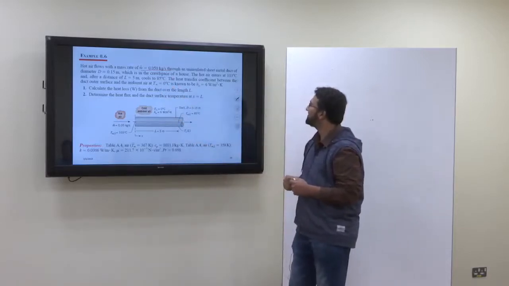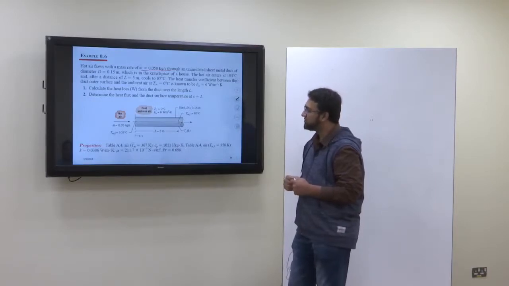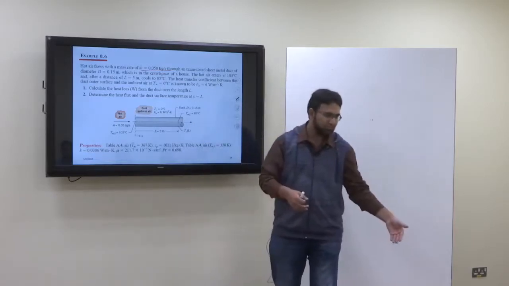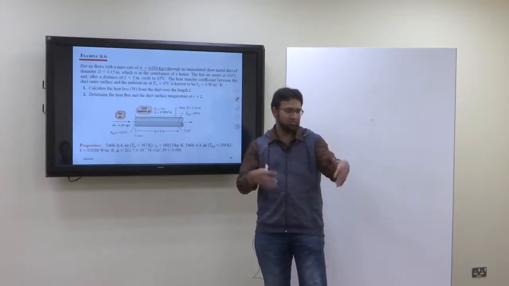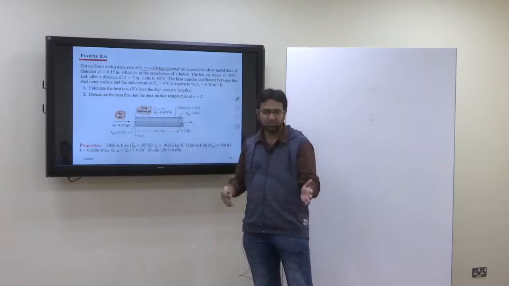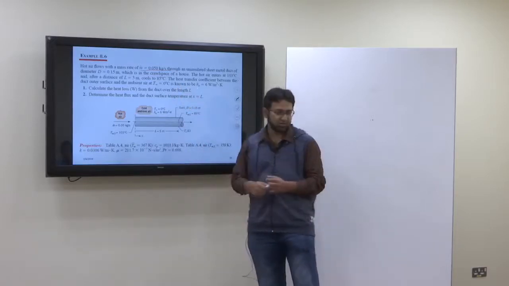The hot air enters at 103 degrees centigrade. After a distance of length 5 meter, it cools to 85 degrees centigrade. Basically, this is a pipe, and hot air entered into the pipe. Since the hot air entered into the pipe, there will be heat loss from the pipe. So after it has traveled 5 meter, its temperature drops. How much drop? To 85 degrees.